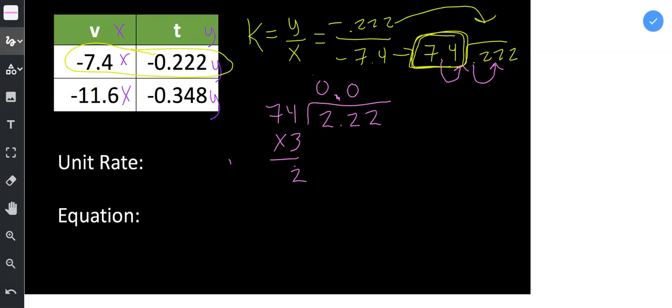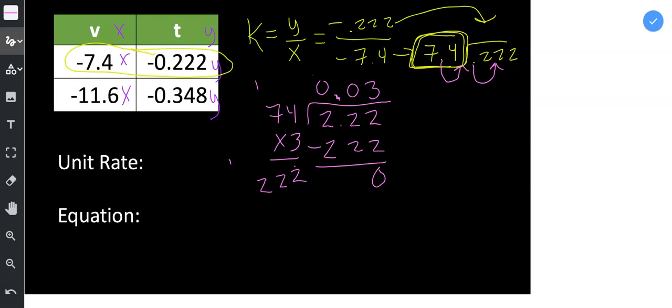4 times 3 is 12. 7 times 3 is 21, plus 1 is, wow, exactly 22. That worked out great. So we get 0.03 for our result.